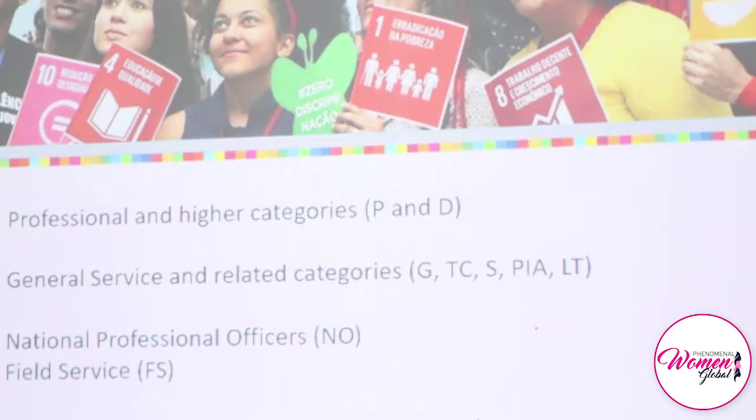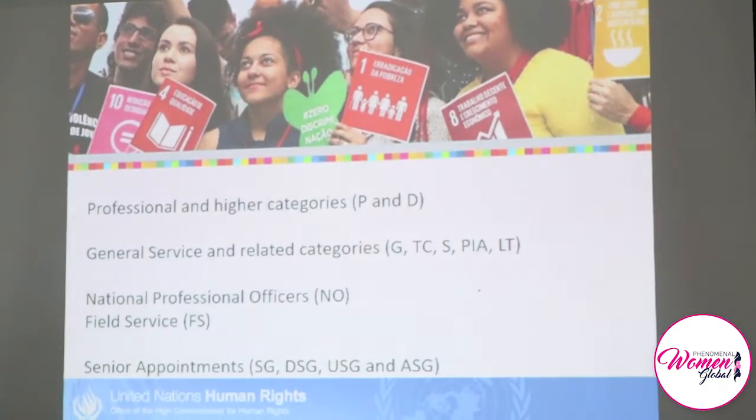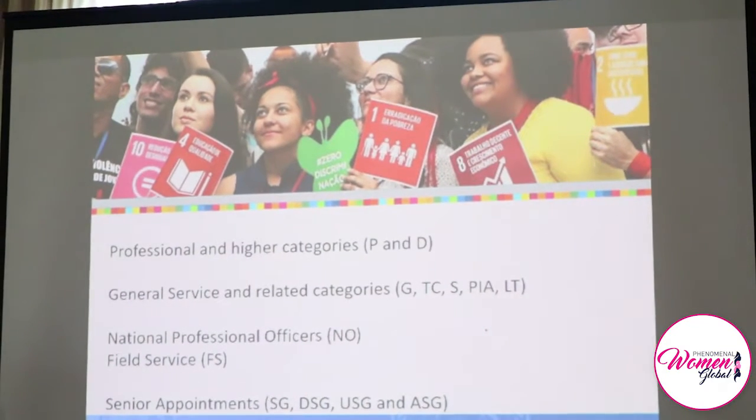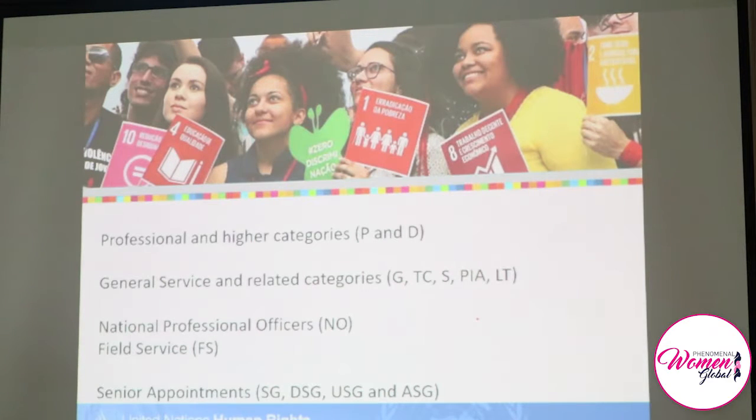But we have professional and higher categories, P and D. P is the professional category, D is the director category, which is the highest level. Then we have general service and related categories that relate to administration, human resource, and other supporting roles. And then we have national professional officers that work in their countries in the United Nations. So if you are a Kenyan and there's a United Nations office in Kenya, then you are recruited as a national officer there.